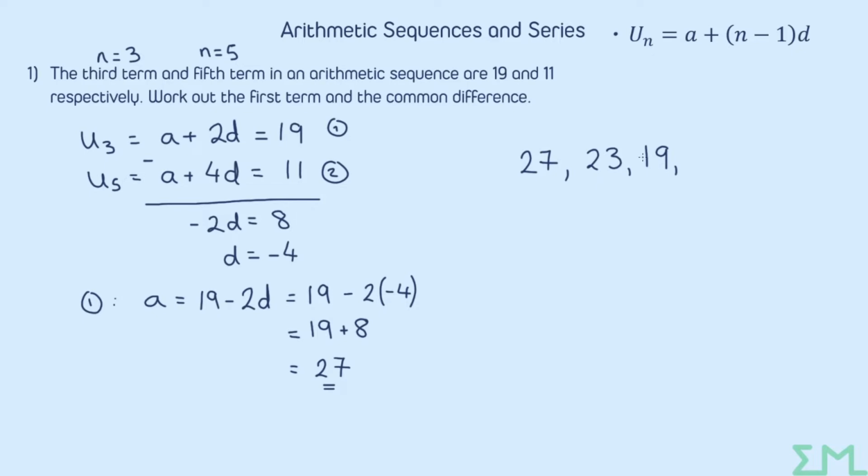Now I don't have to write this out for the question, I'm writing it out just so I can check that using the information I have, which is that the first term is 27 and that the common difference is negative 4, that I do indeed get u3 is 19 and u5 is 11. So this is my check to make sure that what I've done is correct, and it seems to work out.